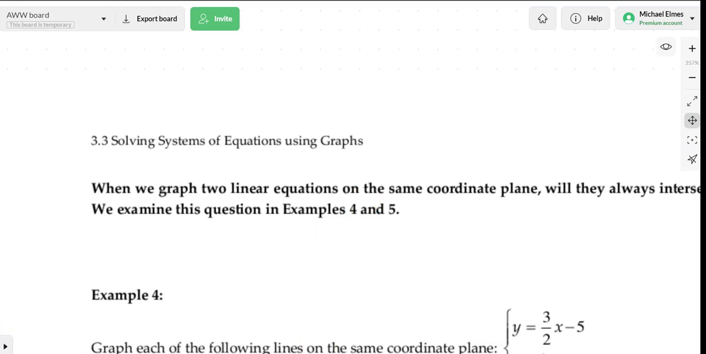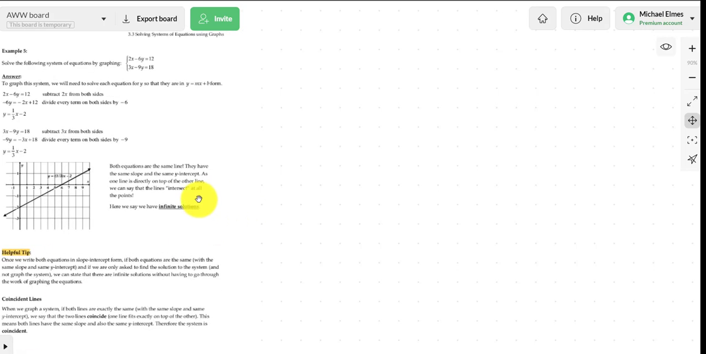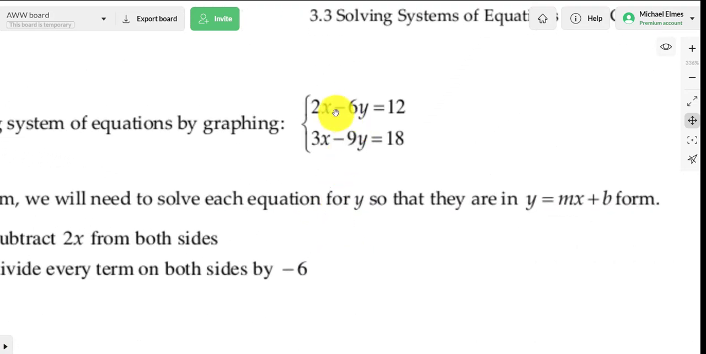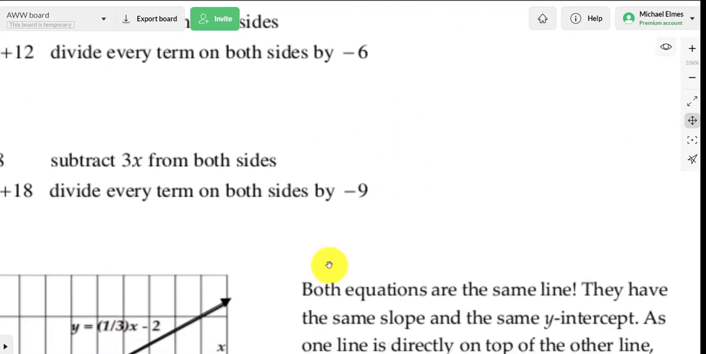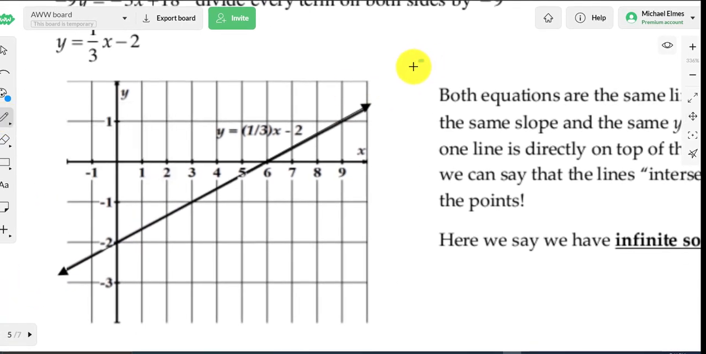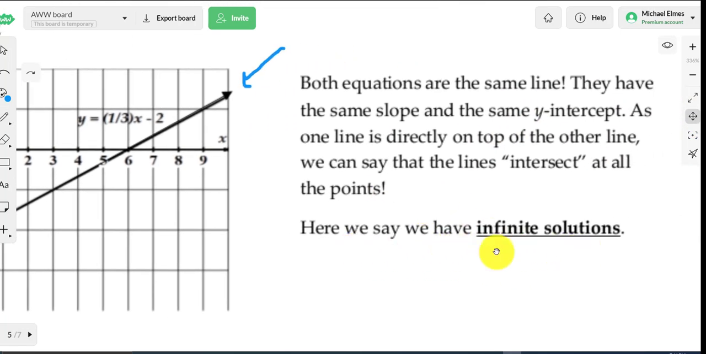And then one other thing. Here we go. Sometimes there's an infinite amount of solutions. If I graph these two lines, turns out they both fall on this line, right? So I basically have two lines on top of each other. So if I try to graph two equations and I end up with the same line, we would say we have infinite amounts of solutions, right? Here we say there are infinite solutions, all right?